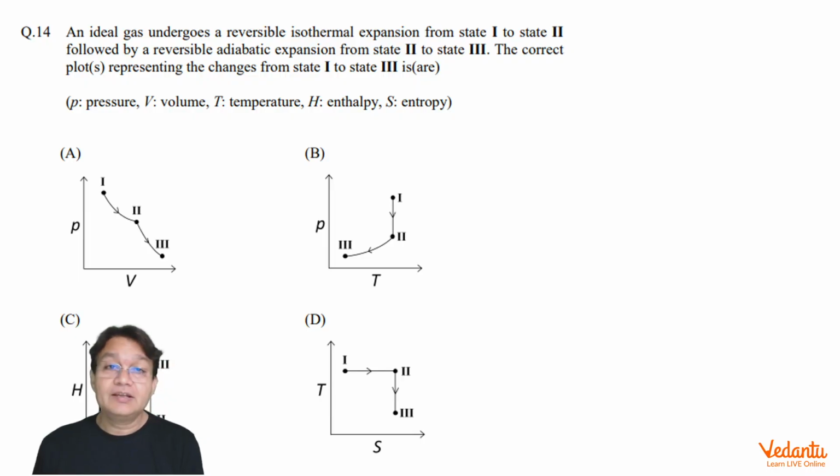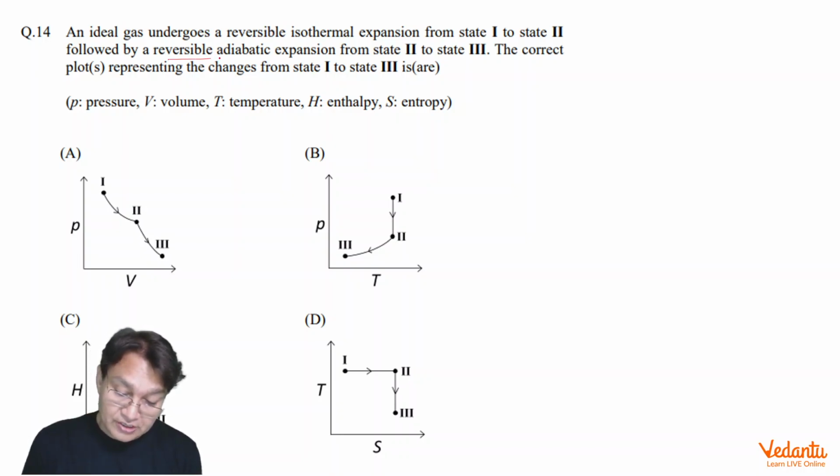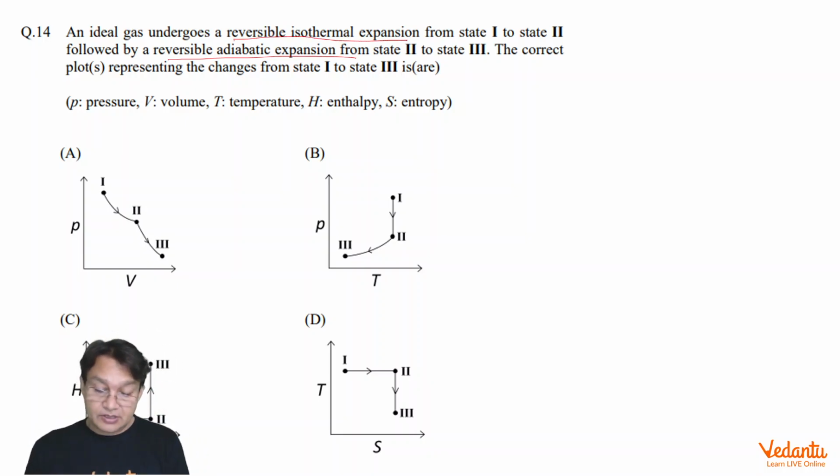It's paper 1 and this question is question number 14, which is from thermodynamics. In this question there are two processes, one from stage 1 to 2, followed by another process from stage 2 to 3. The correct plots have been asked. The first process is reversible isothermal expansion, and the second process is reversible adiabatic expansion. So what are the characteristics of these two processes?